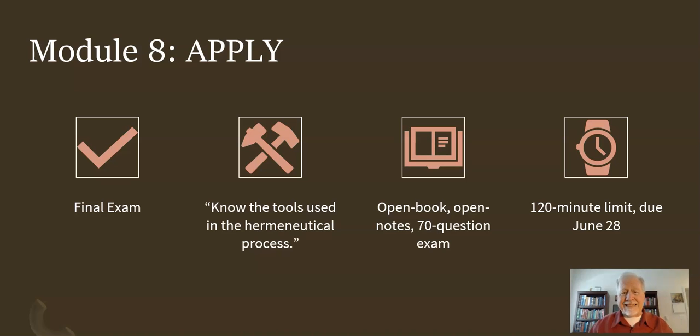Then there's a final exam. The final exam has been given a title, Know the Tools Used in the Hermeneutical Process. The final exam will cover everything that is presented to you in the 8 weeks of this class, the 8 modules of this class. And obviously it's not going to be everything because it would be massive, but it will be significant. It will once again be a review opportunity. It will be open book, open notes. It'll be a 70-question exam.